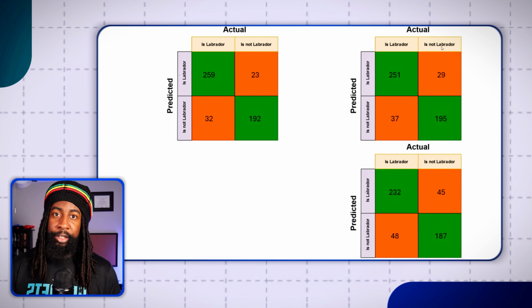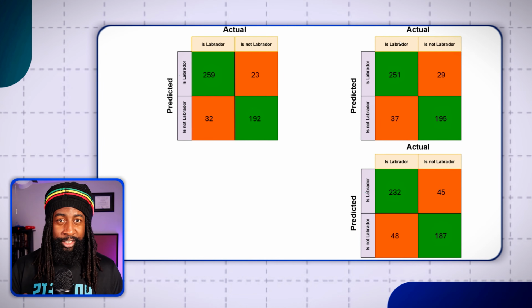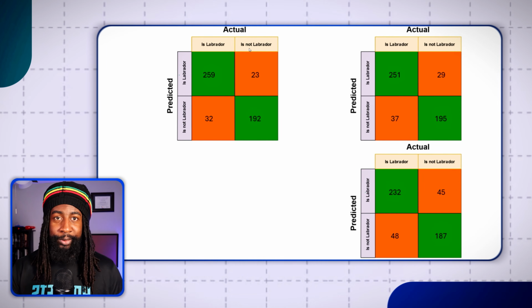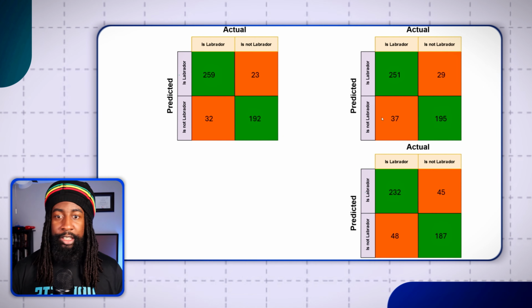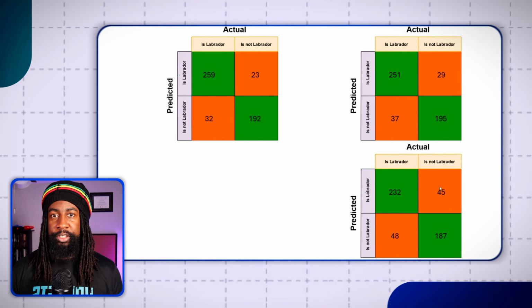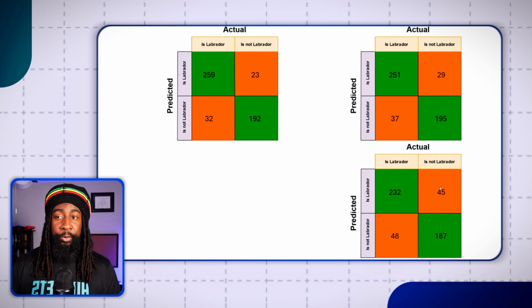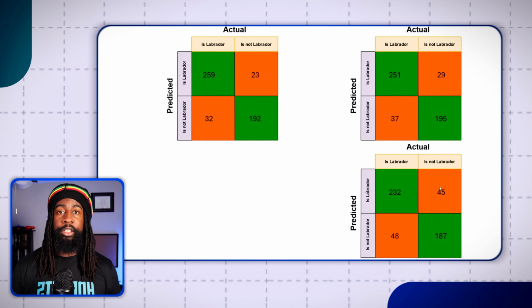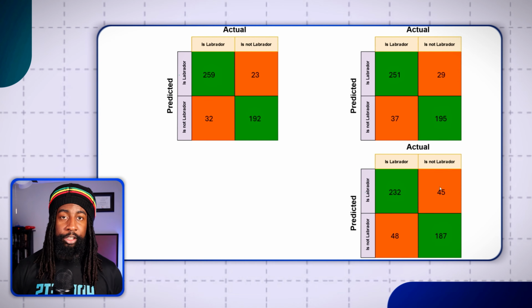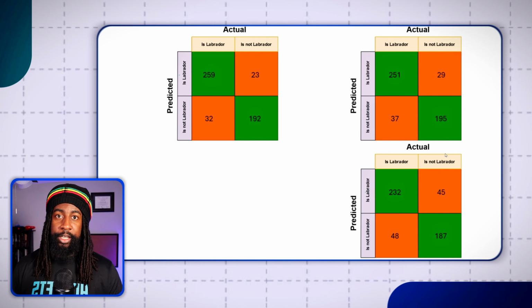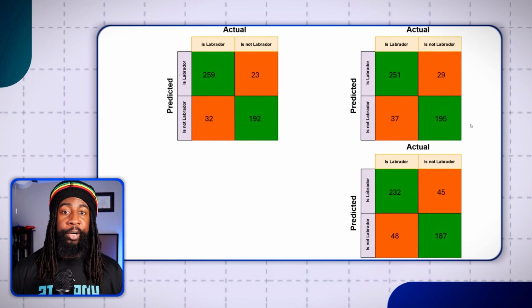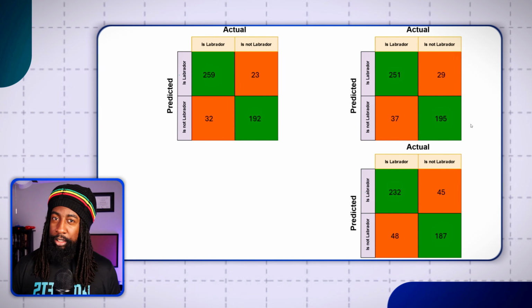Okay, so we got our 3 models. We'll say the top right is our k nearest neighbors. We'll say the top left, just in the same order, right? Logistic regression. And then we'll say the bottom is our decision tree, which is the random forest classifier. Okay, so the way we want to interpret this is we want to look at the green, essentially. We want to look at the true positives and the true negatives, because those are the times where the machine learning algorithm has guessed accurately. And then we want to look at the false positives and the false negatives to see how many times the machine learning algorithm guessed incorrectly. So if we're looking at the first one here, we see true positive 259, true negative 192.